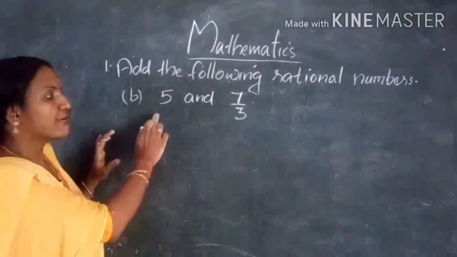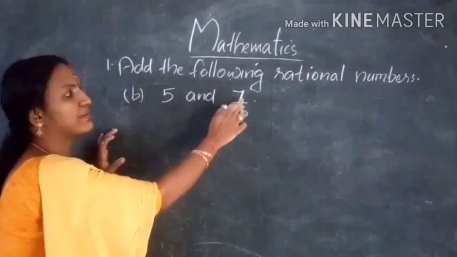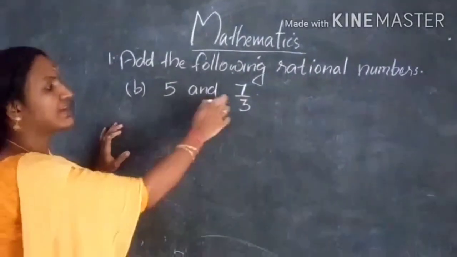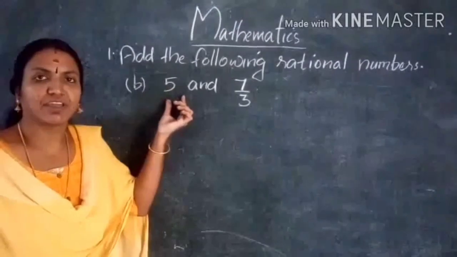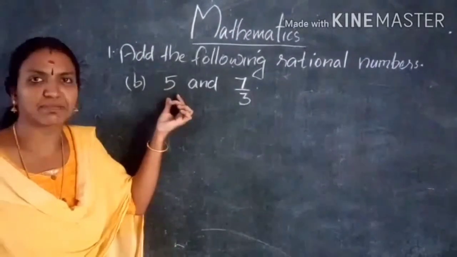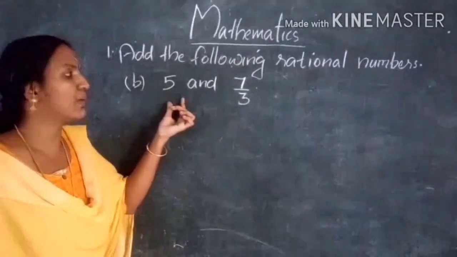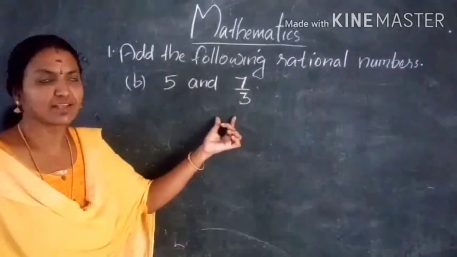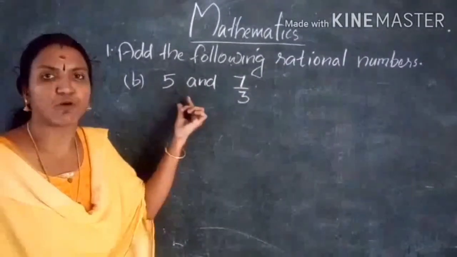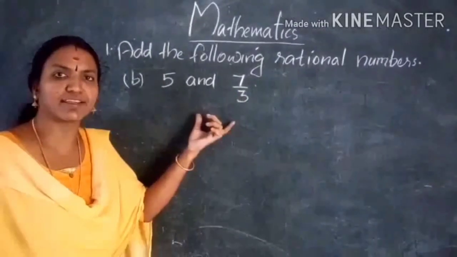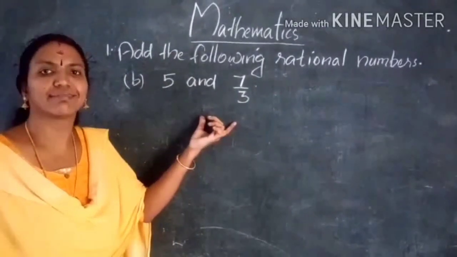Question number B, 5 and 7 by 3. Any number can be written as that number divided by 1. So 5 can be written as 5 by 1, and 7 by 3. You have to find the LCM of 1 and 3. What is the LCM of 1 and 3? It is 3.